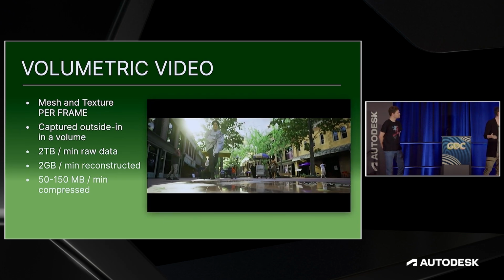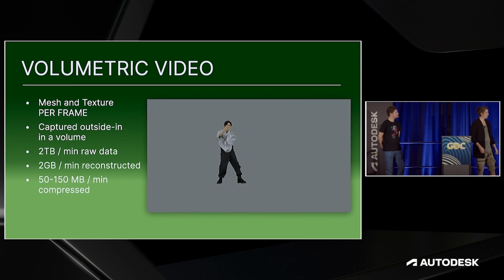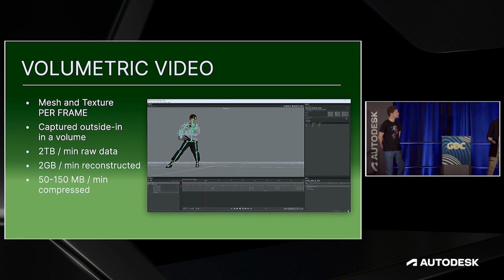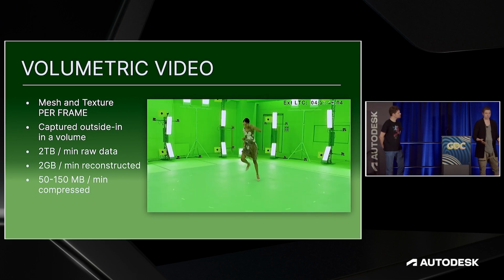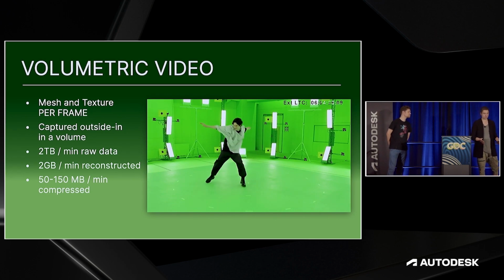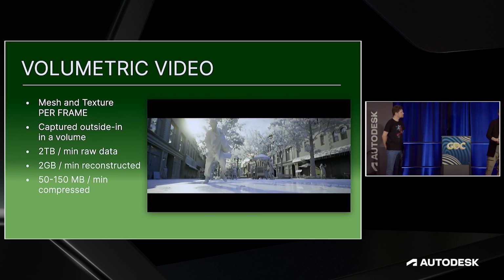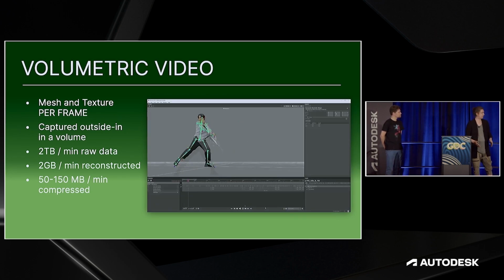And that's still way too big to deliver to viewers. So the compression comes in after that, and we're looking to target 50 to 150 megabytes a minute compressed data. That's a huge challenge. We'll talk about how we do that in a little bit.